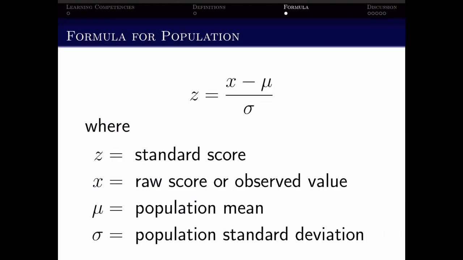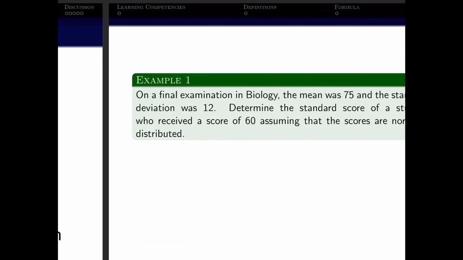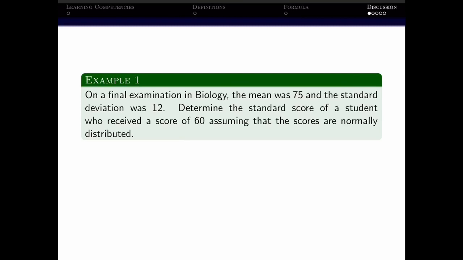Now this is the formula for the Z-score. Z is the standard score, X is the observed value, mu is the mean, and sigma is the standard deviation. Let's remember this formula going forward because we're going to use it. So, example: on a final examination in biology, the mean score was 75 and the standard deviation was 12. Determine the standard score of a student who received a score of 60, assuming that the scores are normally distributed.